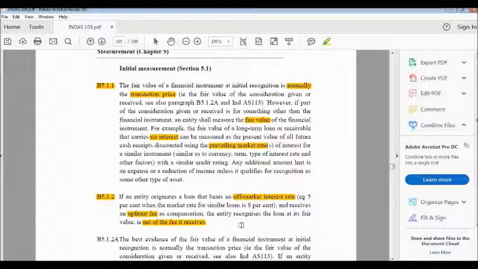So when you receive upfront fees as compensation for the differential interest rate, like in this example, 5% you are charging but the market rate is 8%, so instead of charging the 3% you are receiving the upfront fees. So you now have to calculate the fair value, which is net of the fee it receives. So that's how we have to calculate the fair value.